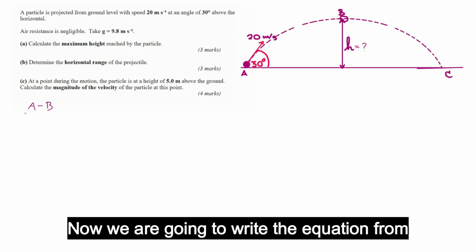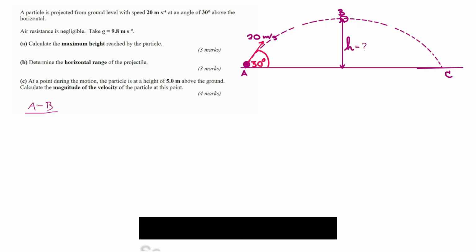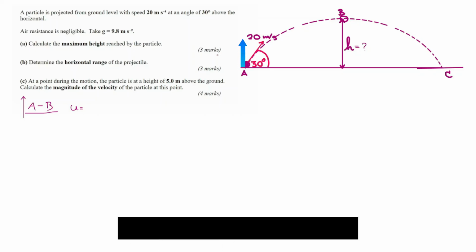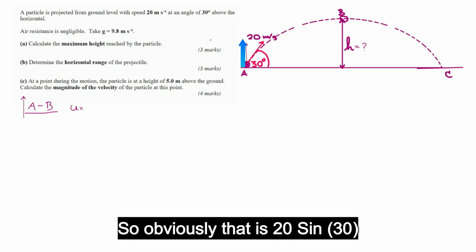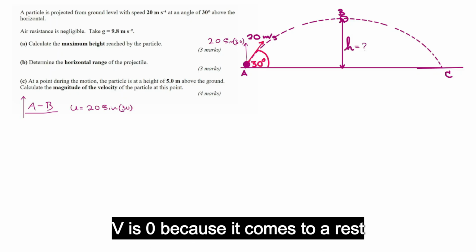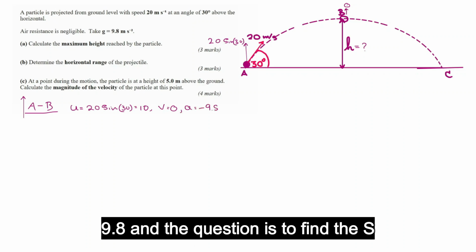Now we are going to write the equation from A to B in the upward direction. So the initial velocity here is the component of this 20 but acting in the vertical direction. So obviously that is 20 sine 30. So we know that is 10. V is 0 because it comes to a rest momentarily at point B, and a is negative 9.8, and the question is to find the s.